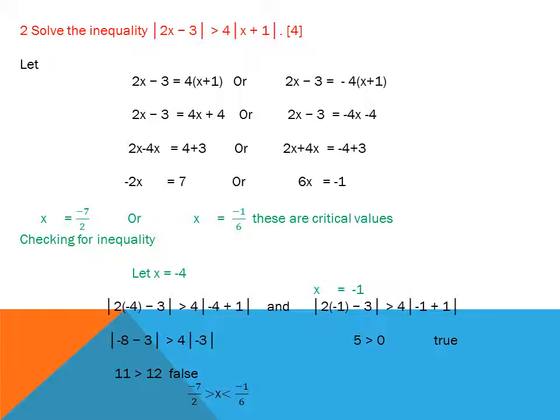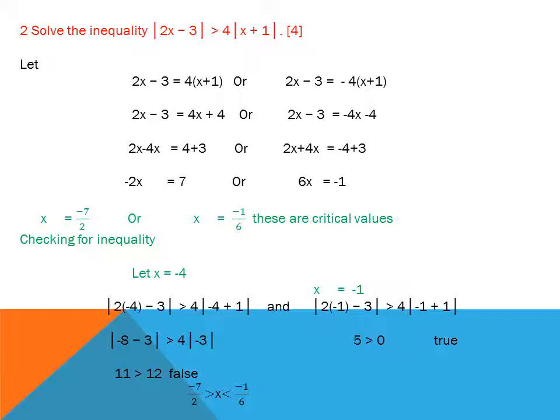2x minus 3 is equal to 4 into x plus 1, or 2x minus 3 is equal to minus 4 into x plus 1. In this way, I will find the value of x is equal to minus 7 by 2 and x is equal to minus 1 by 6. Now I will check the inequality. Where should our solution lie?